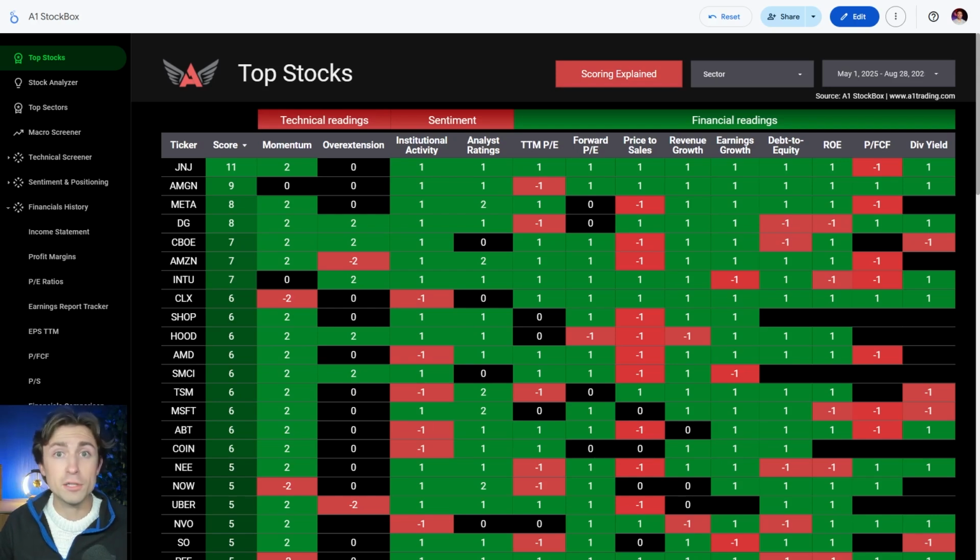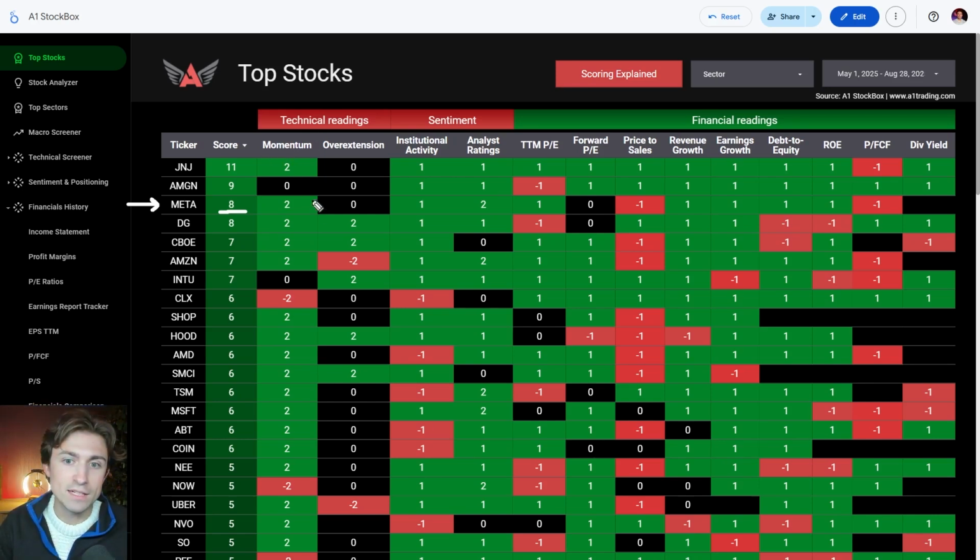So I know that can be a little bit confusing, but let me show you personally how I might use the top stocks page to find a trading setup. I noticed that Meta is currently getting a +8 score. That means that most of these metrics, and you can see it visibly, most of them are green, suggesting that a lot of the things here look relatively attractive for Meta shares.